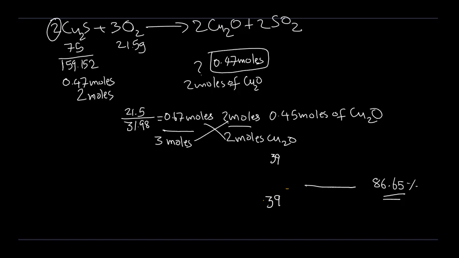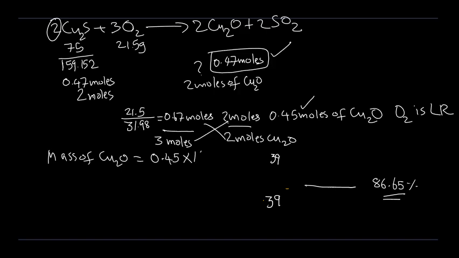So when you compare the moles formed from copper 1 sulfide and the moles formed from oxygen, the number of moles of copper 1 oxide formed from oxygen is less than the number of moles formed from copper 1 sulfide. So this oxygen is the limiting reagent. To find the mass of copper 1 oxide formed, we will just multiply the number of moles with the molar mass. So we have to take the number of moles for the limiting reagent, because that decides how much product will form. So 0.45 times the molar mass of copper 1 oxide, 143.09, equals 64.1 gram of copper 1 oxide.